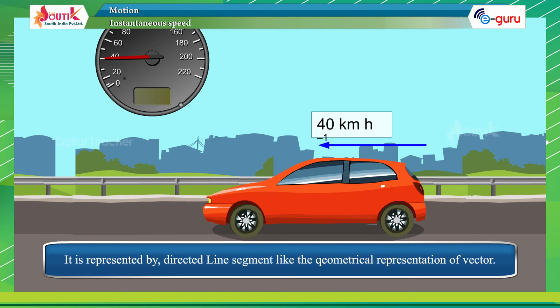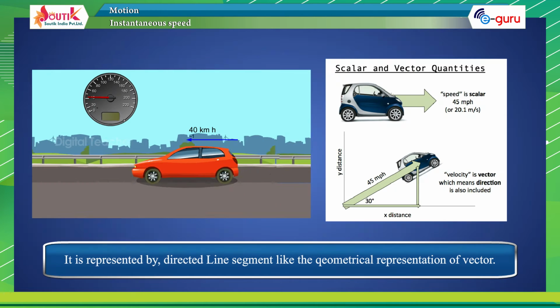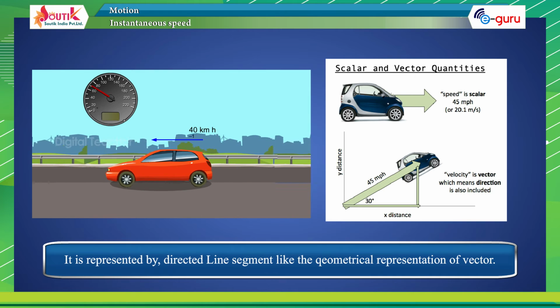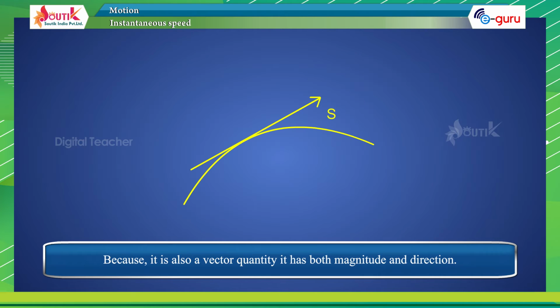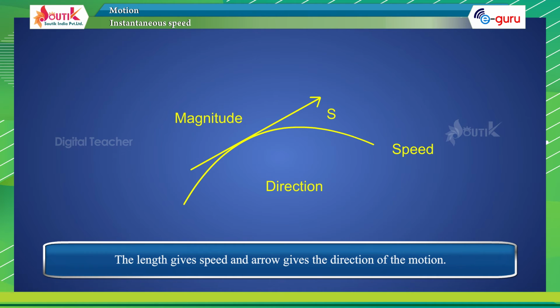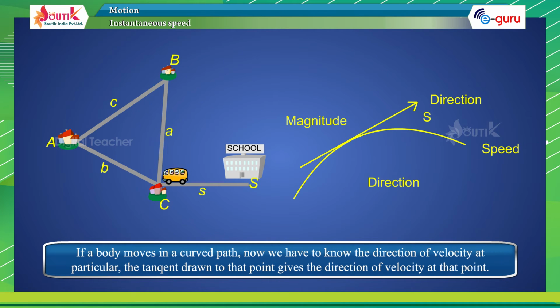It is represented by a directed line segment like the geometrical representation of a vector, because it is also a vector quantity; it has both magnitude and direction. The length gives the speed and the arrow gives the direction of the motion. If a body moves in a curved path, we have to know the direction of velocity at a particular point. The tangent drawn at that point gives the direction of velocity at that point.